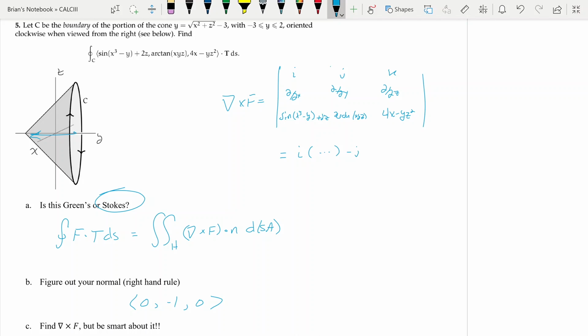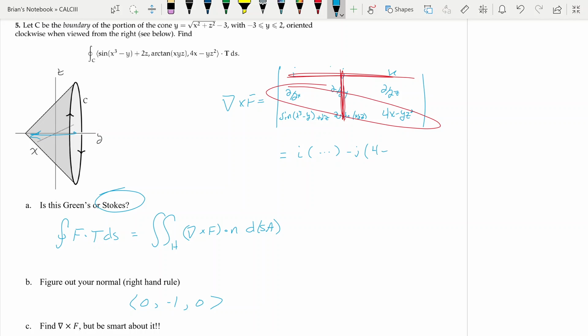minus the j. The j is the one that we do care about. So let's do the j one. I look down the j, so I cross that off, and I cross that off, and then I take the determinant of whatever's left. So it'd be partial x times 4x minus yz squared. The partial x of that is just 4.